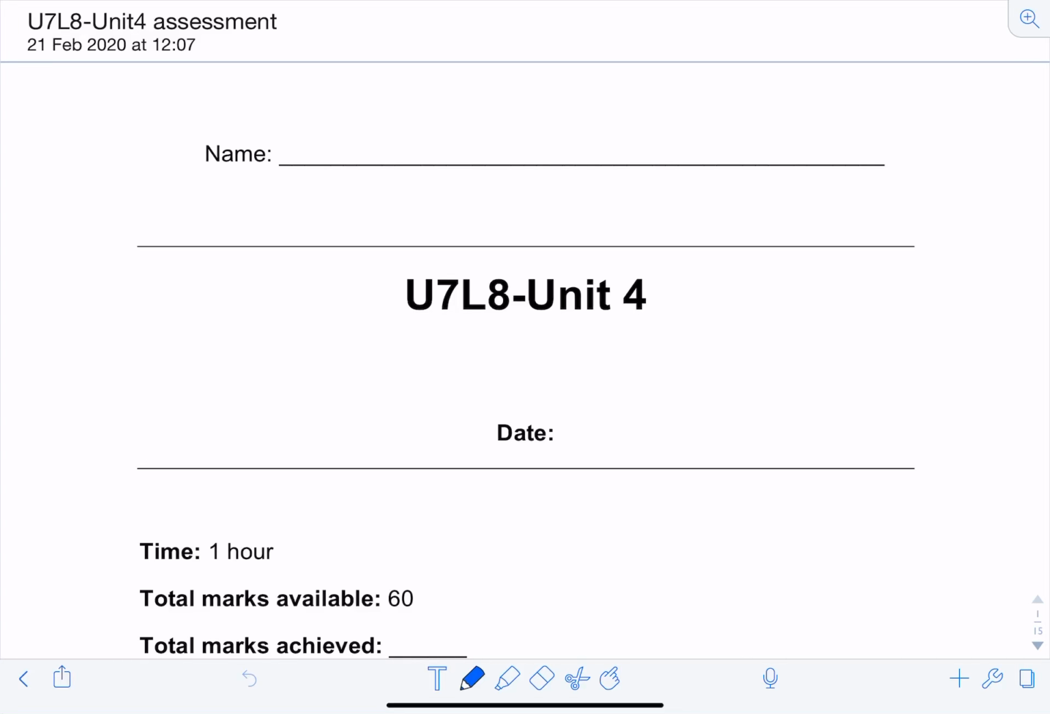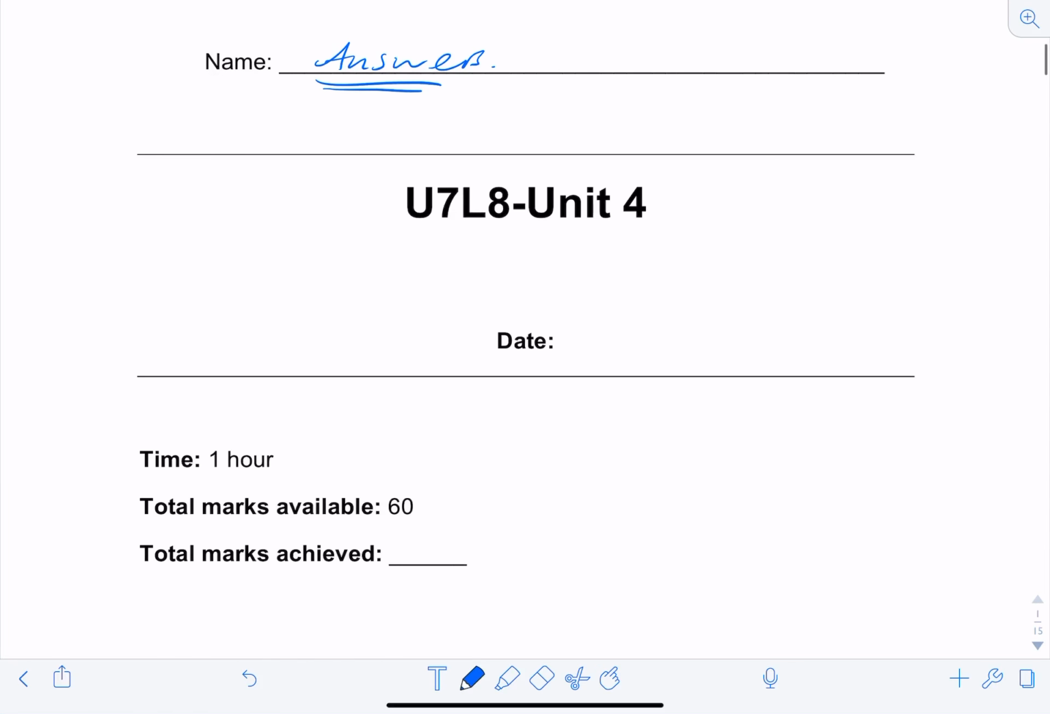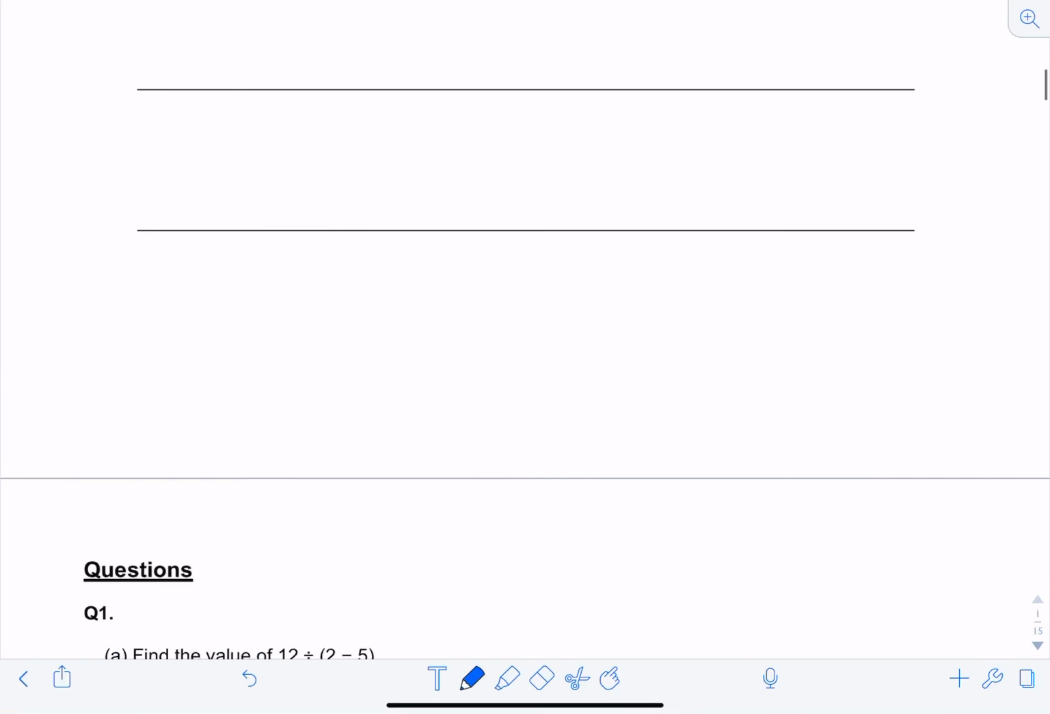Okay, this here is the long-awaited assessment, and these are the answers. Okay, I'm just going to go through each one. I'm not going to take an hour. I'll just whip through them pretty quickly and give just a quick explanation.